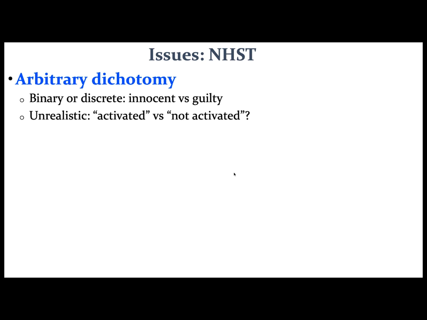With that approach, there are some issues. The first issue is the data we have is not like the courtroom. The courtroom is black or white, innocent or guilty. But with the data we have, when we talk about activation or whatever effect in the brain, it's not that either you have activation or you don't have activation.